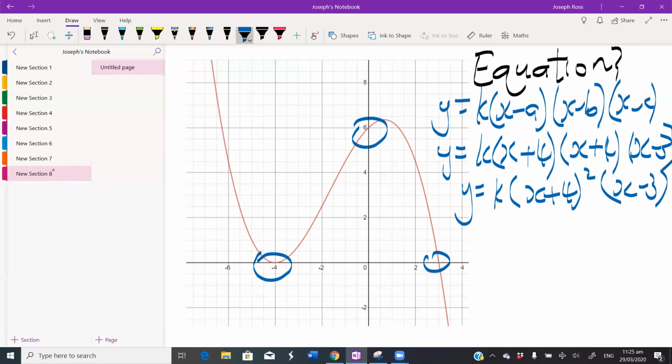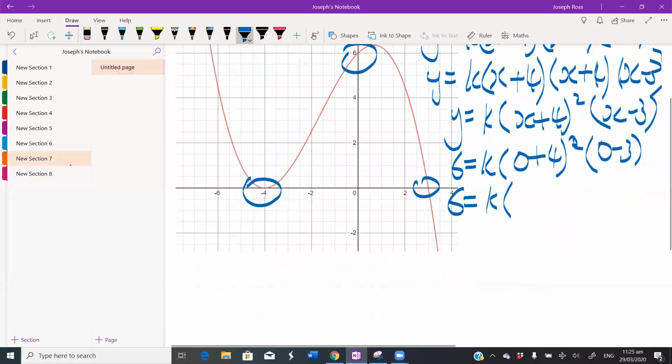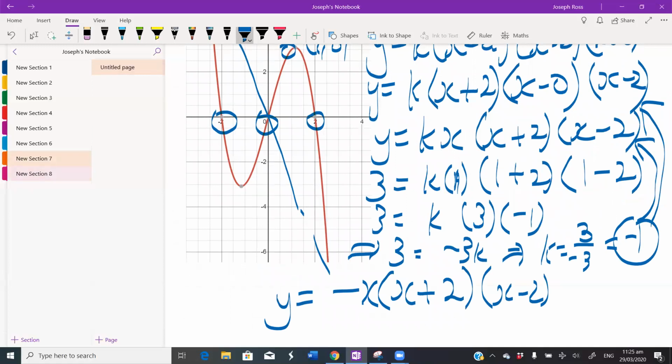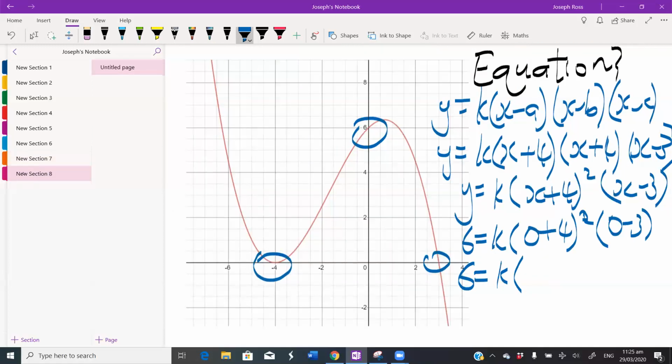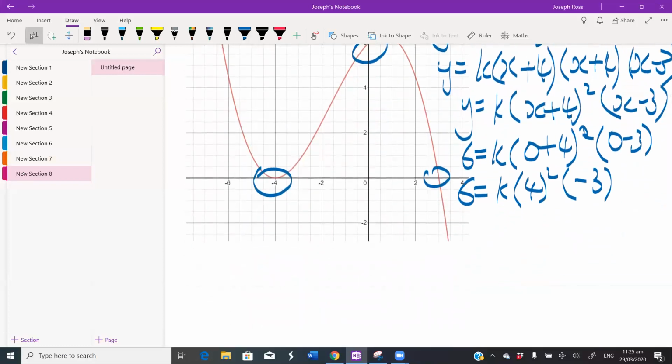So when x is 0, y is 6, and if we put that information in, we get 6 equals k times 0 plus 4 squared multiplied by 0 minus 3. And therefore 6 is equal to k multiplied by 0 plus 4 is 4. So this is k times 4 squared multiplied by negative 3. So therefore, let's work out the 4 squared is 16.